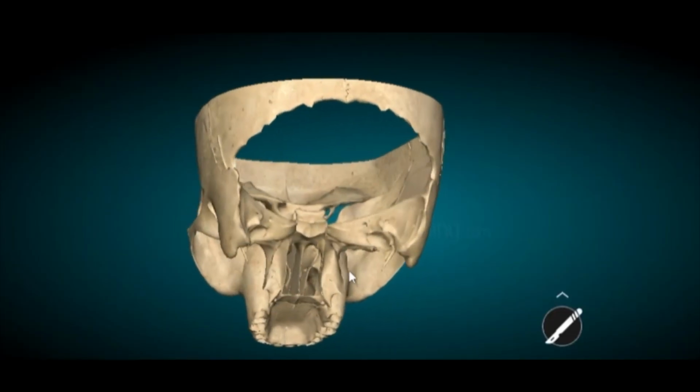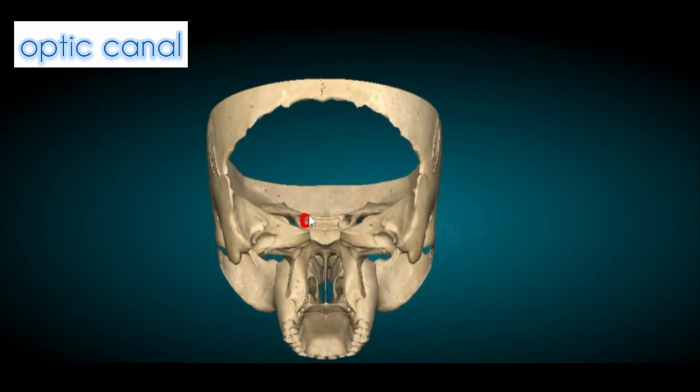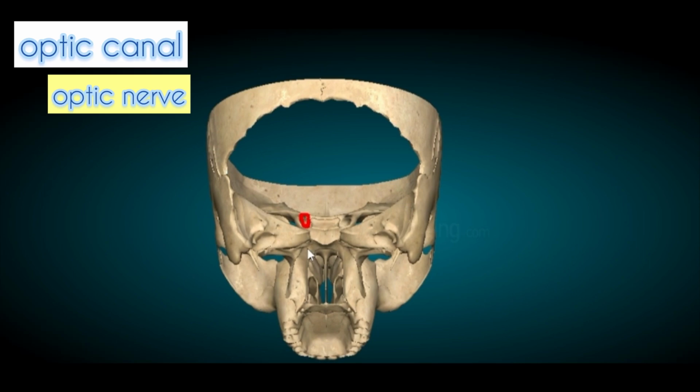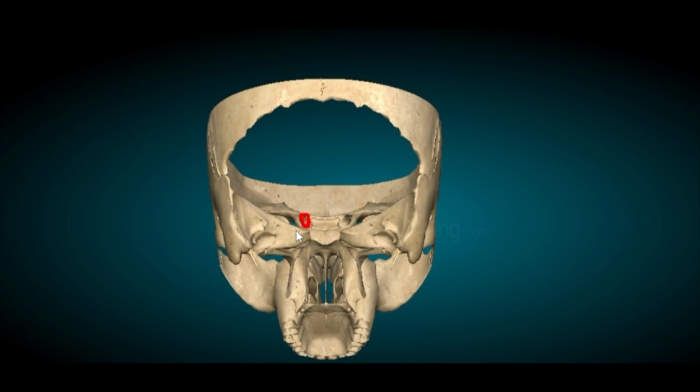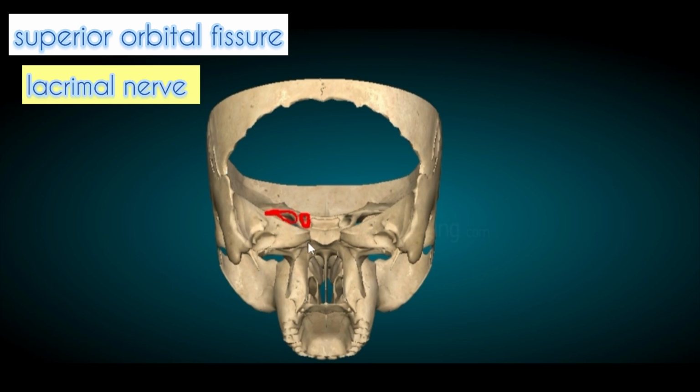So if I rotate this model anteriorly, we've got the optic canals, and they transmit the optic nerves and the ophthalmic artery, that's a branch of the internal carotid artery. Then we've got the superior orbital fissure. That's a slit-like opening between the lesser and greater wing of the sphenoid.